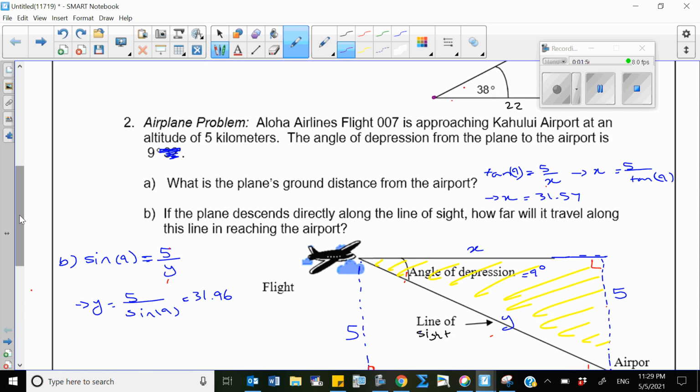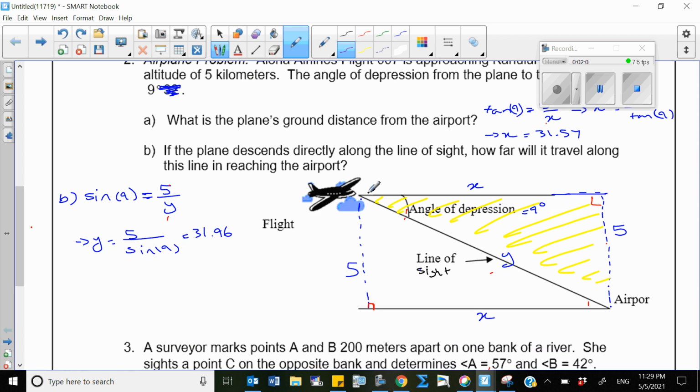Next, airplane problem. Flight 007 is approaching the airport at an altitude of 5 kilometers. So when we say altitude, that means the distance from this airplane to the ground, and we can draw a straight line, and we have an angle of 90 degrees here. So this is the altitude, which is 5 kilometers.